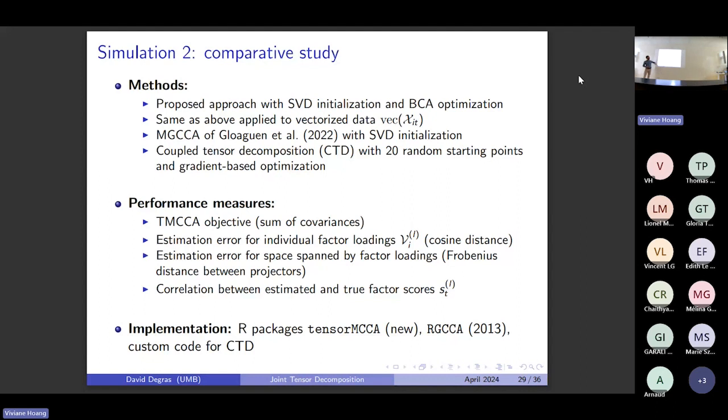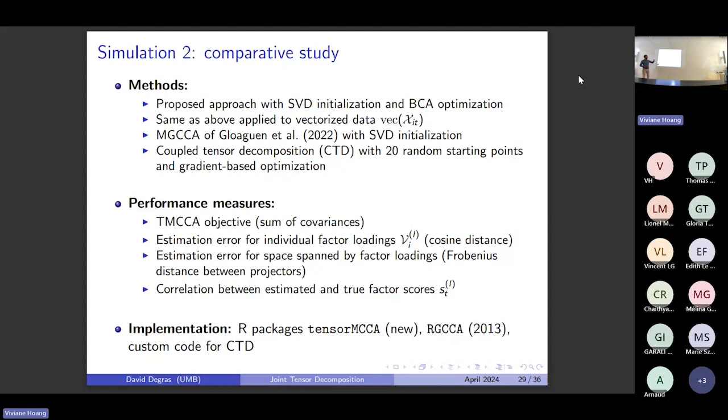applying TMCCA, we can get some scores, one for each data set, and we can average them to get an estimate for the underlying single common score. So I have an S hat, and I want to look at the correlation between my estimated scores and the true scores of the model. So we implemented that in R, with the Tensor MCCA package.